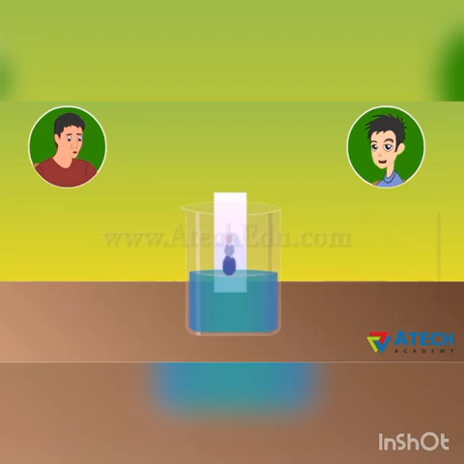This process of separation of components of a mixture is called chromatography. Chroma in Greek means color. Chromatography is used to separate colors in a dye, pigments from natural colors, and drugs from blood.